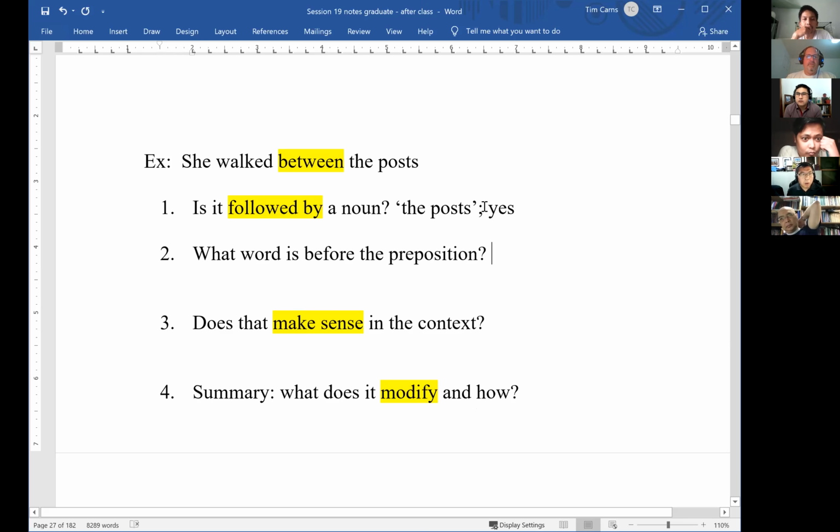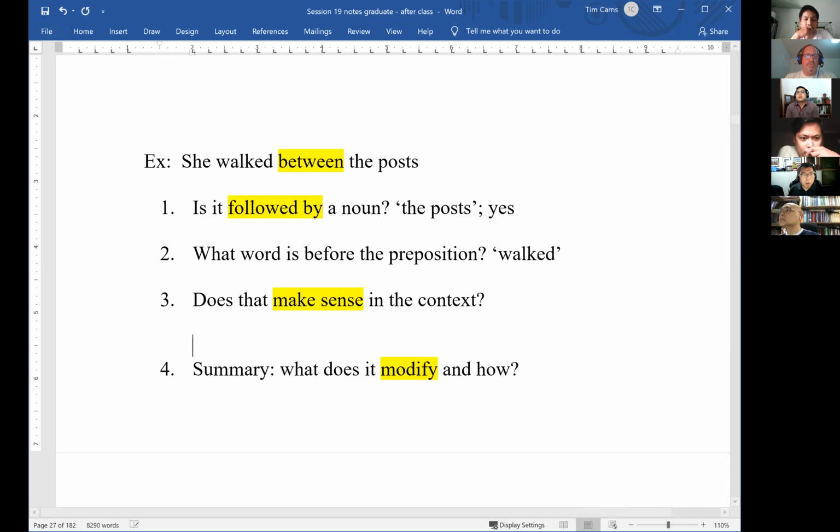Is it followed by a noun? Yes. What word is before the preposition? The posts. Before the preposition. Sorry. Before is the verb walked. Okay, so we ask ourselves, does that make sense? In other words, could between the posts modify walked?